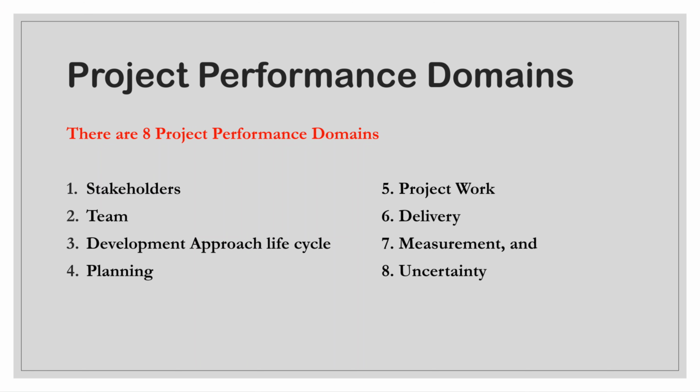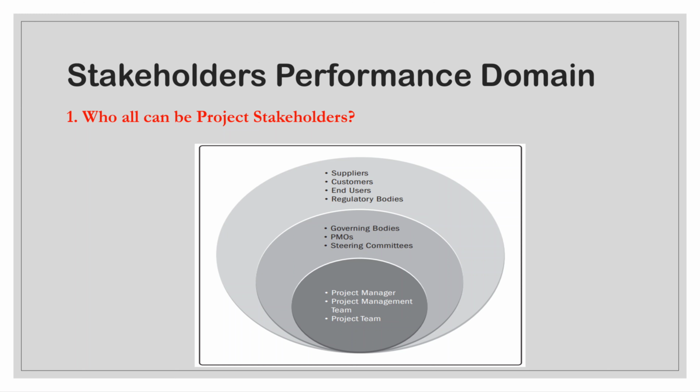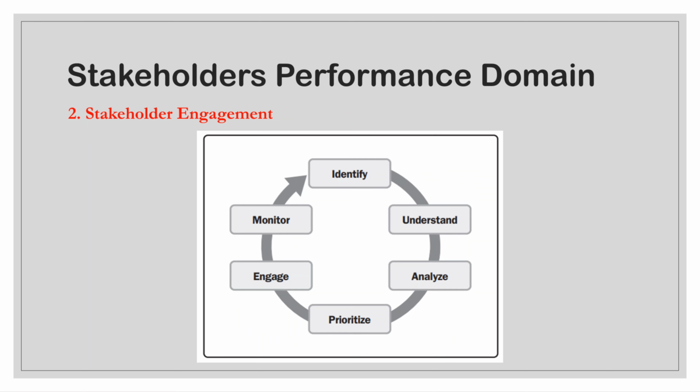When you start your study of the stakeholder performance domain, the very first thing you must know is who the project stakeholders are. Projects are performed by people and for people. Stakeholders include individuals, groups, and organizations. A project can have a small group of stakeholders or potentially millions of stakeholders. Once you know who the project stakeholders are, then you will move to stakeholder engagement.